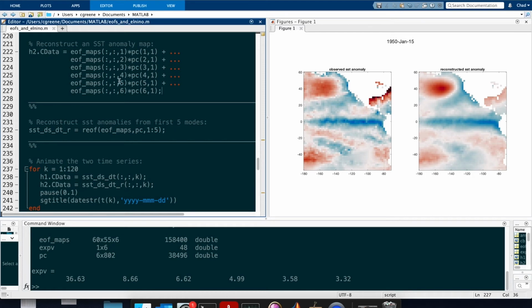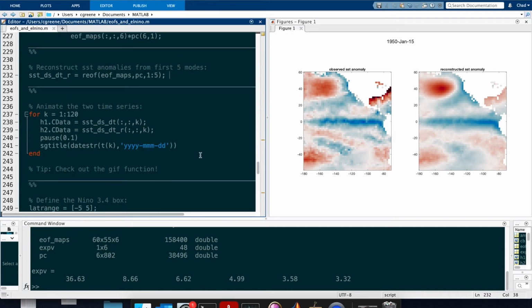Rather than having to manually multiply each principal component times the EOF maps to reconstruct time series, there is a REOF function, reconstruct EOF, or REOF. So for example, if we just want to look at the first 5 modes and reconstruct sea surface temperature anomalies that way, we can just use the REOF function to do so. And now I'm going to animate both time series. I'm just going to look at the first 10 years of data, that's the first 120 months. And for each time step, we'll replace the color data with the observed sea surface temperature anomaly, and then this reconstructed one.